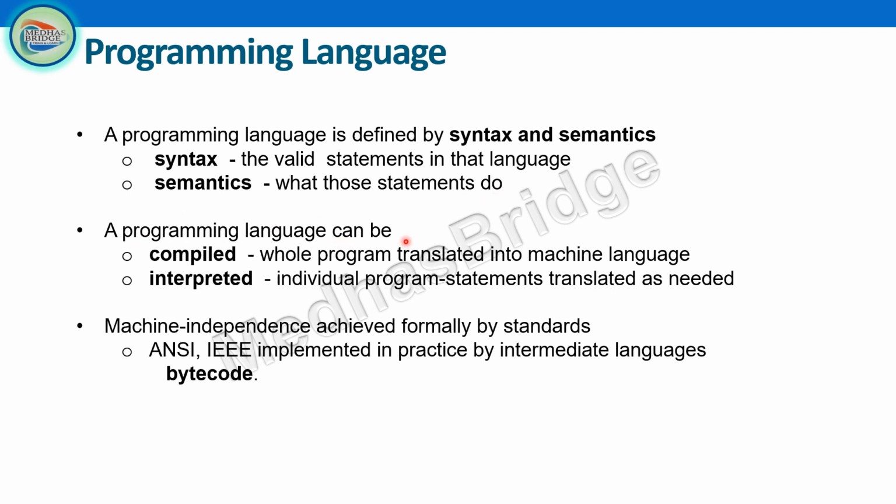Programming languages can be compiled or interpreted. Compiled means the whole program is translated into machine language. Interpreted, on the other hand, means individual program statements are translated as needed. Machine independence is achieved formally by standards and IEEE, and implemented in practice by an intermediate language like bytecode, for example, Java.